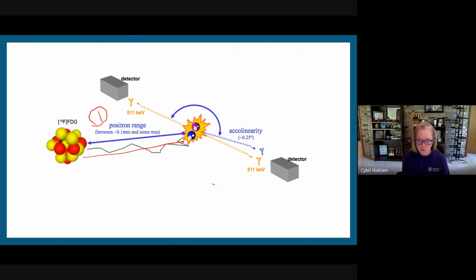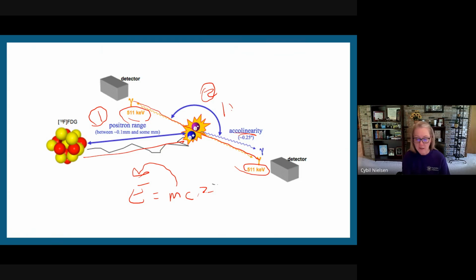The second source of error is something called acollinearity or non-collinearity. What that means is when these two 511 keV photons are created, and they're created because the mass of the electrons turns into energy, they're supposed to go off exactly 180 degrees apart, but they don't. Sometimes it can be off by as much as 0.25 degrees. The reason that happens is that the beta positive particle travels till it runs out of energy. Sometimes it has just a little bit of energy left over, which causes it to change its angle. So that's the second source of error that we cannot accommodate.